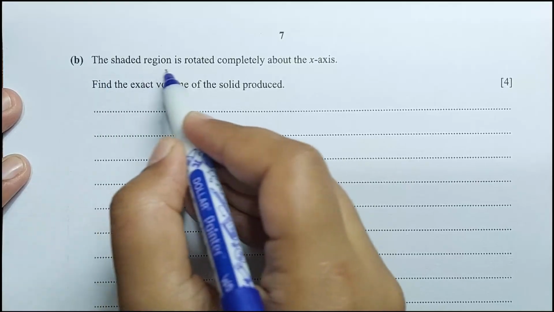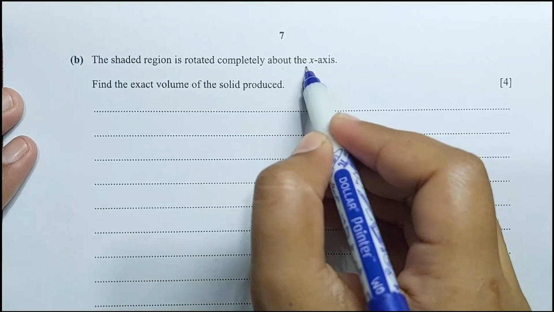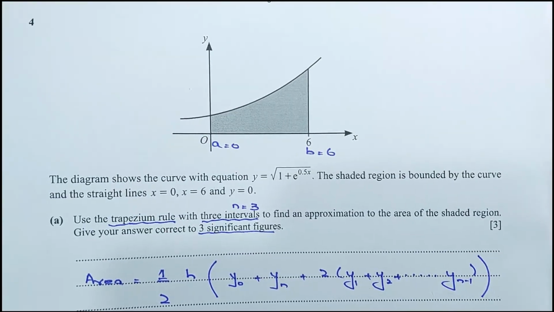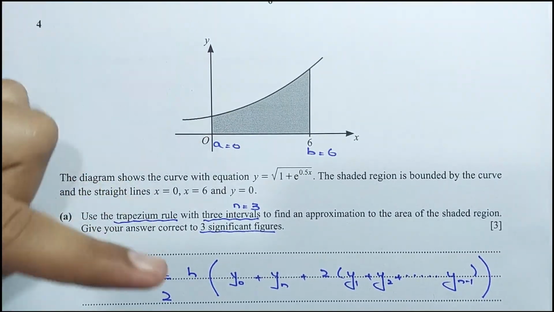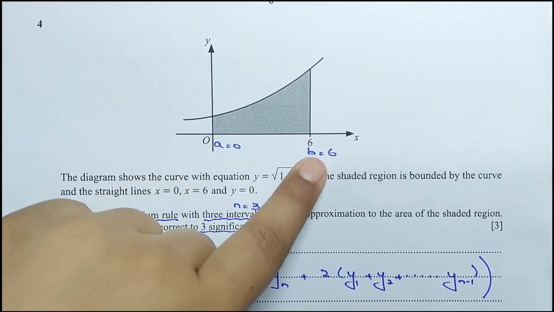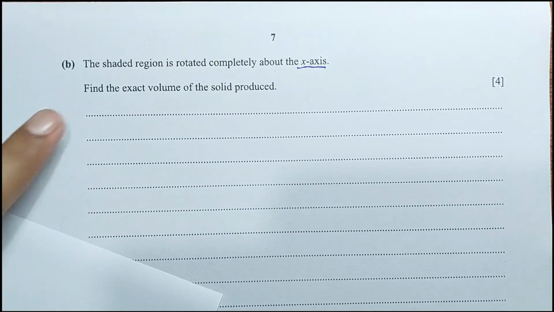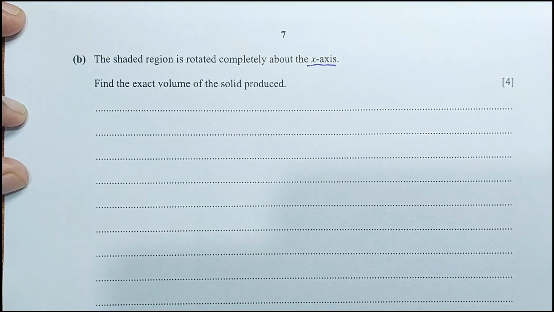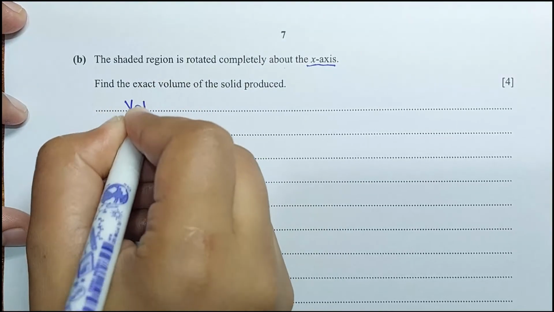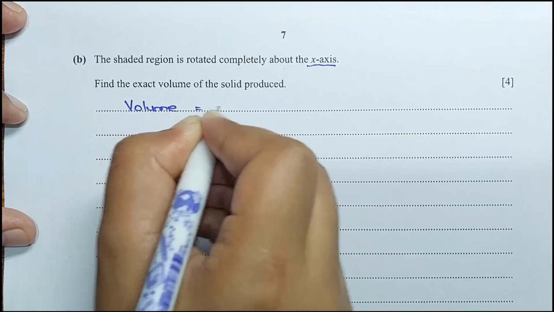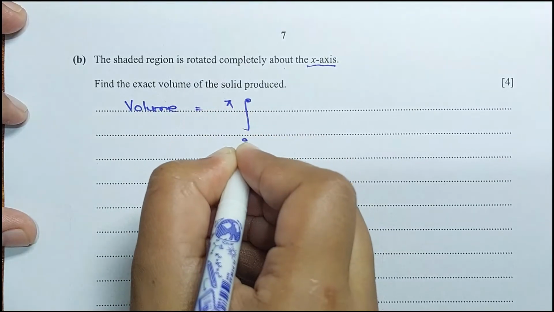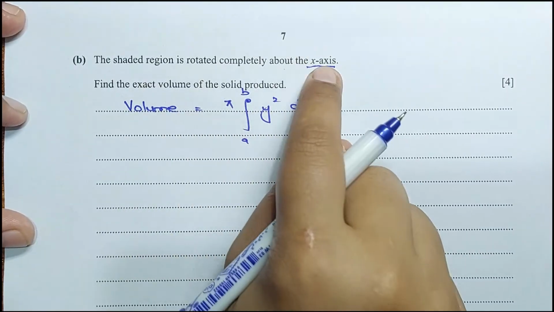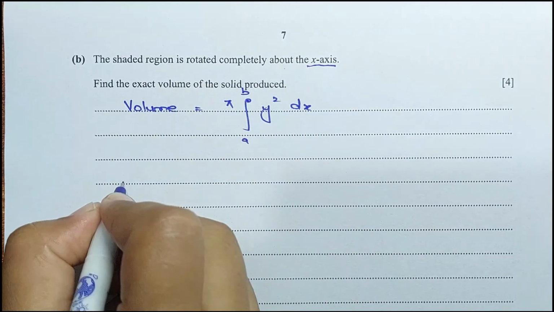Now for part B, the shaded region is rotated completely about x-axis. Okay, this is the shaded region. This is rotated completely about x-axis from 0 to 6. Find the exact volume of the solid produced. So the formula for the volume is pi integration from a to b of y square dx, because it is about x-axis, right?